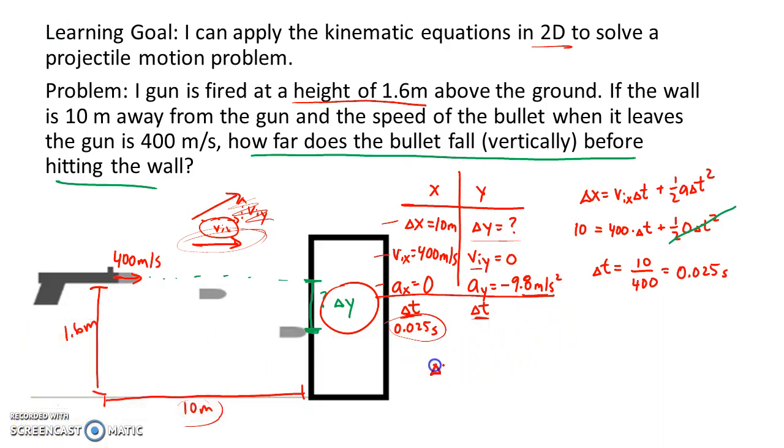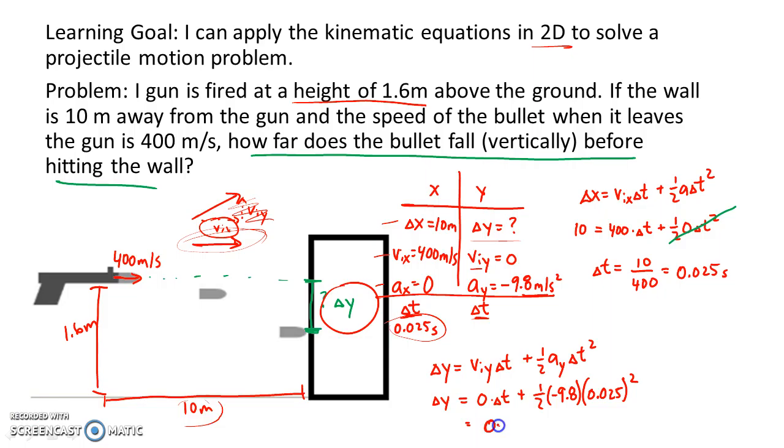Delta y is equal to v initial y delta t plus 1/2 a delta t squared. And now our acceleration is in the y direction. So let's find what our change in y is. The initial velocity in y is 0, negative 9.8 for the acceleration, and the time we just found was 0.025. Put that in our calculators.